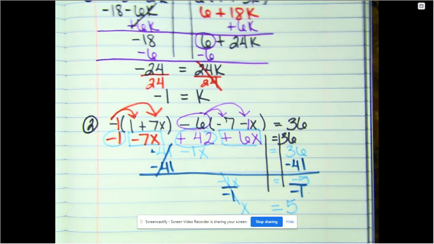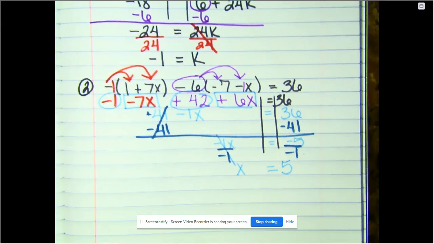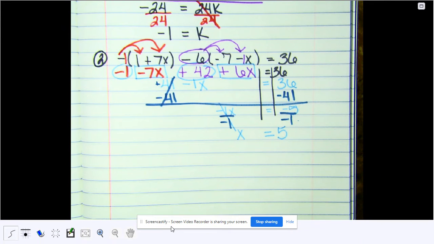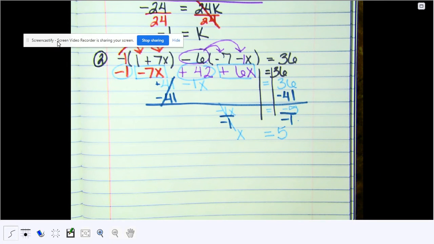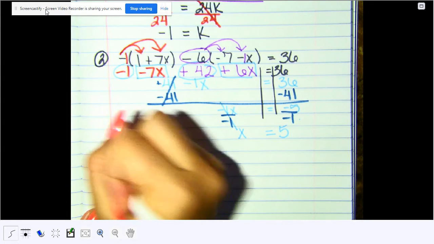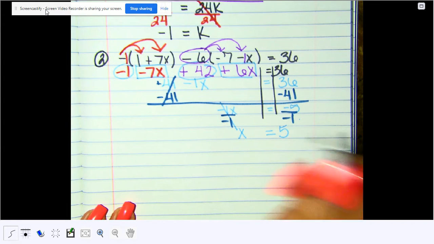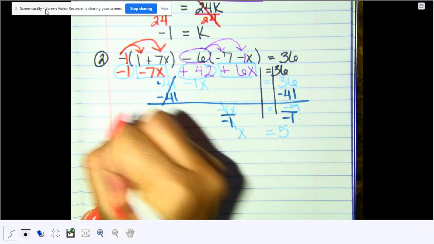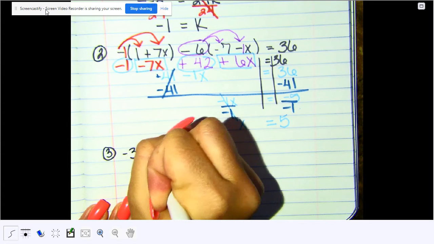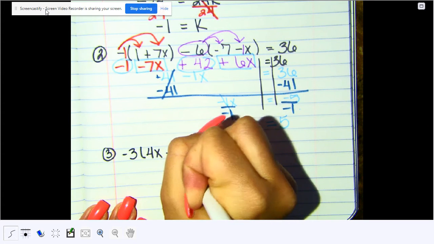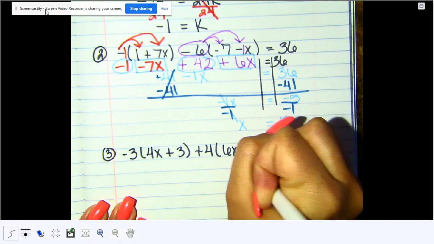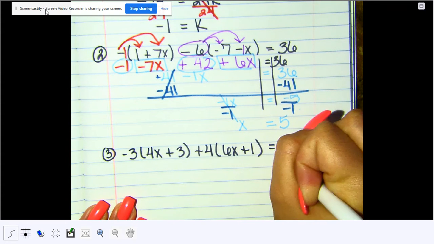Okay. And just when you thought we were finished, we have one more example for you. That is going to be example number 3. Let me move this out of the way so you can see my writing. So number 3, we're going to try to fit it on the bottom of this page: -3 times (4x plus 3) plus 4 times (6x plus 1) is equal to 43.